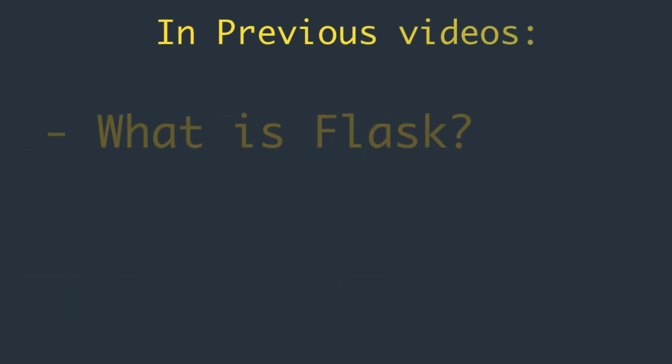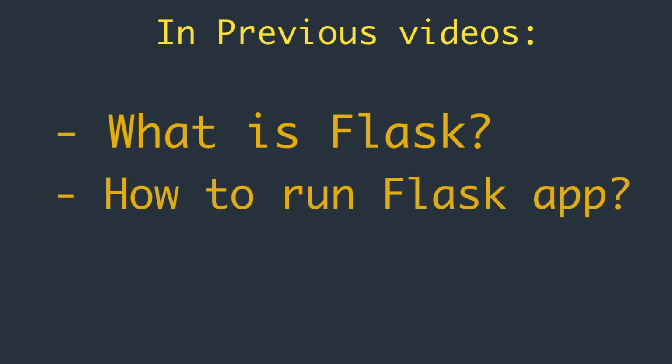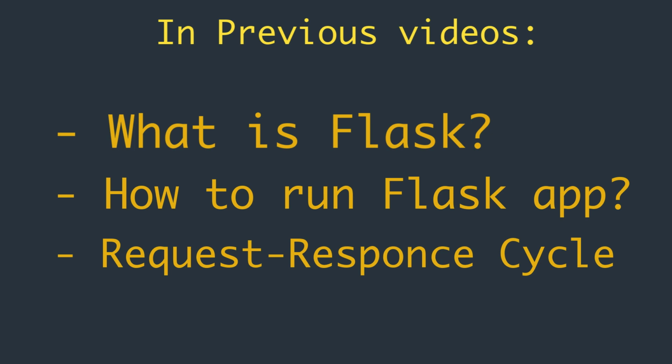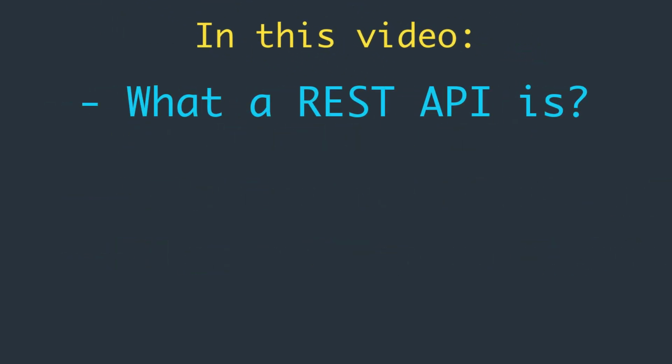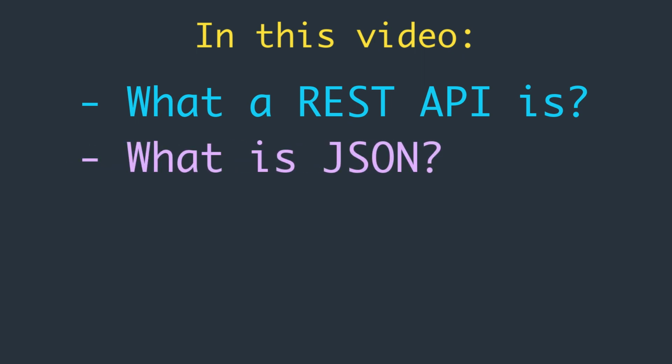You have learned what is Flask, how to create and run a basic Flask application, and we talked about the request-response cycle in Flask. So at this stage, we are ready to build a fully functional REST API. So let's get started. First, we will understand what a REST API is. Then we will talk about what is JSON and why it's important to understand this.